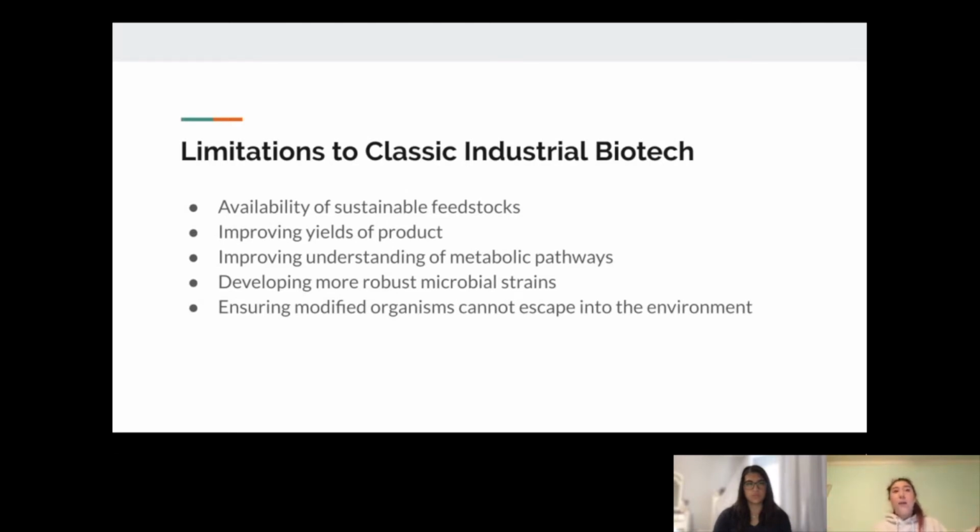So it's really important that we keep this in mind when we're designing our industrial housing for these organisms. It's really important to make sure that they are isolated from the environment and to make sure that any waste products that may contain these modified organisms are also taken care of properly.